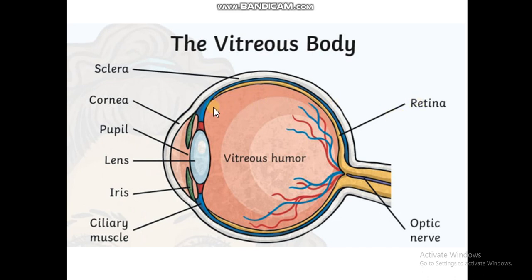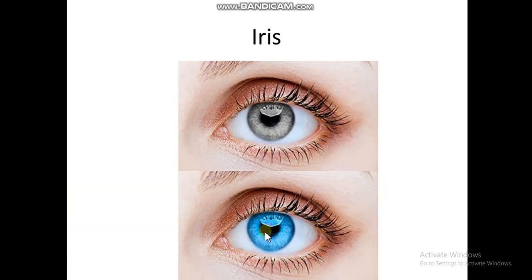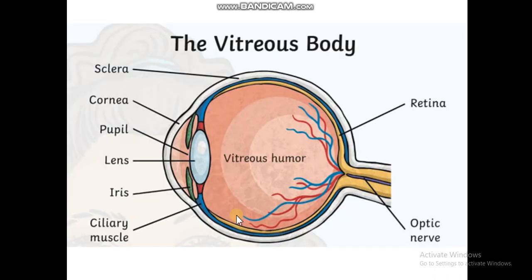Then in the front portion, we have one colored part, and it is known as the iris. Here it is marked, iris. We will see how the iris looks. From the front, the colored part, here blue and here gray, other than this black portion, is known as the iris. From the side, it appears like this. So it is known as the iris.